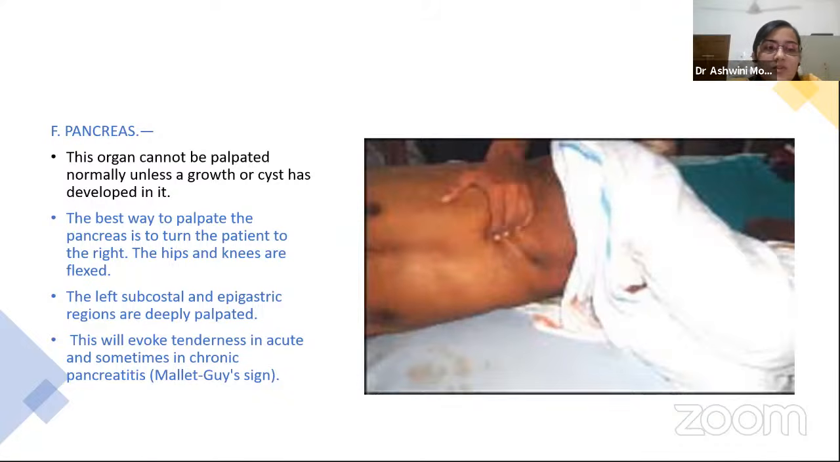The left subcostal and epigastric regions are deeply palpated in this position, as in this picture I have shown that he is palpating the epigastric region or left subcostal area. This will evoke tenderness in acute or sometimes chronic pancreatitis. This is called Mallet-Guy's sign. As the pancreatic tail moves from the epigastric region towards the left hypochondriac region in the splenic hilum, we can elicit tenderness in the epigastric region if the body is involved, and if the tail is involved, we can elicit tenderness near the tail region in the left hypochondrium. That is called Mallet-Guy's sign.